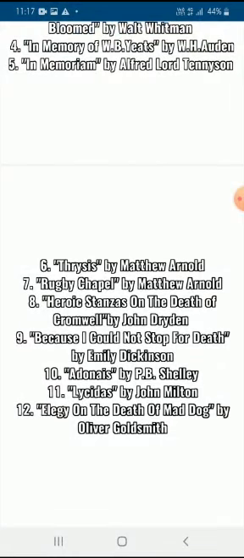Number 10, Adonais by P. B. Shelley. Number 11, Lycidas by John Milton. Number 12, Elegy on the Death of a Mad Dog by Oliver Goldsmith.